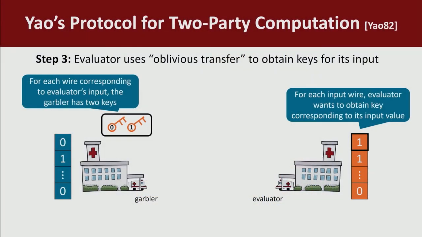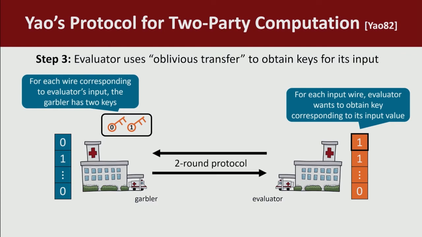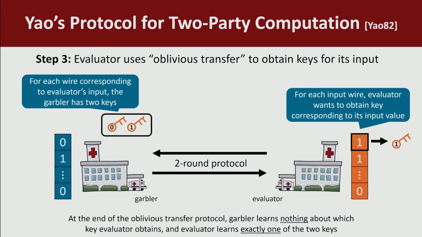And in particular, it allows it to obtain a single key for its chosen input. So in this case, if the evaluator's input is the value 1, it is going to request the 1 key. So an oblivious transfer protocol enables precisely that computation. It allows the evaluator to obtain the key corresponding to its input, namely the key 1 for this concrete example, while ensuring that the garbler learns no information about which key the evaluator chose.